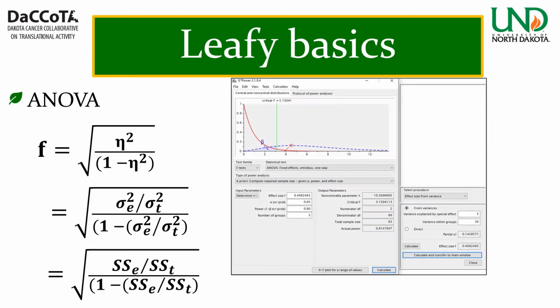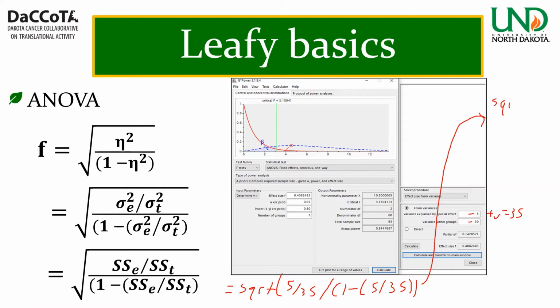So in G*Power, the variance explained is 5, and then the within group variance is 30, which means the within group is not the total variance. So if we add these together, the total variance is going to be 35. To write this out, we're going to do a square root of 5 divided by 35, divided by 1 minus 5 divided by 35.